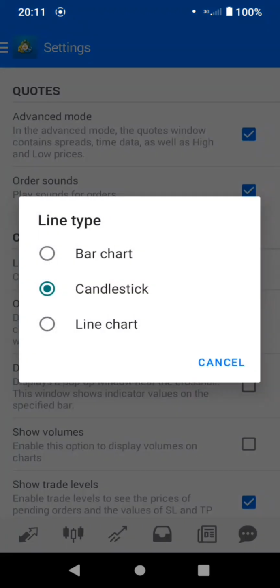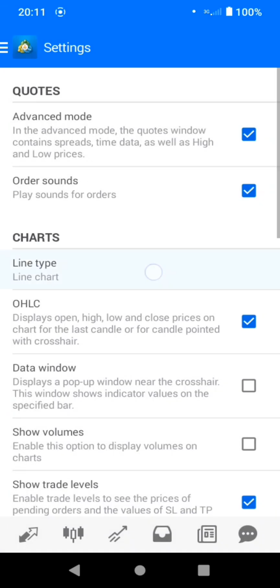We have three types of chart: the bar chart, the candlestick chart, and the line chart. So you are going to leave it with candlestick, because the candlestick gives you more information. Okay, it shows you the open price, the close price, the high, and the low. So if you want a line chart, you can just press the bar chart, but just leave it like this.